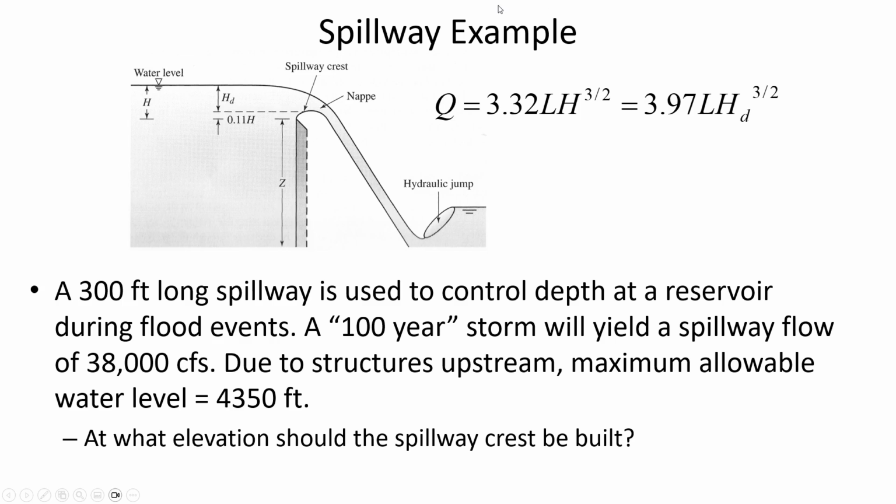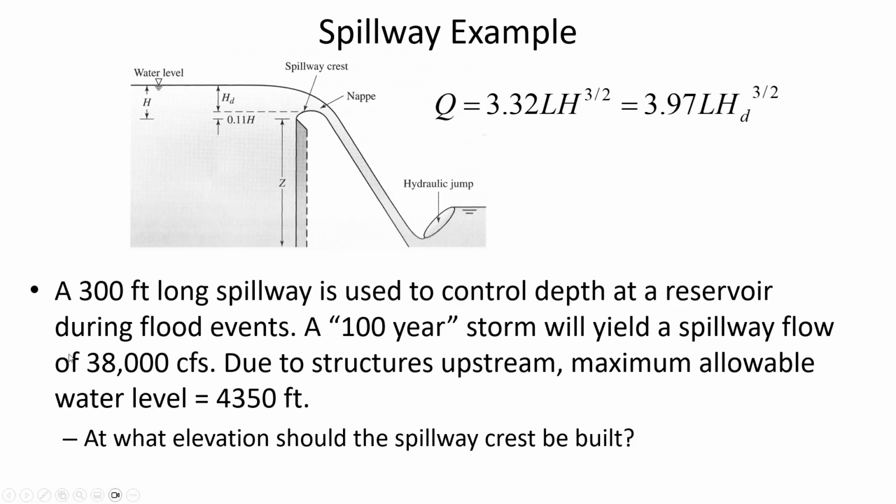So we want to find out what is going to happen to the water level upstream of the spillway when we're trying to put 38,000 cubic feet per second over the spillway. So 38,000 cubic feet per second is the Q, and we know the length of the spillway, and we just want to know what is the water depth going to do as a reaction to that.